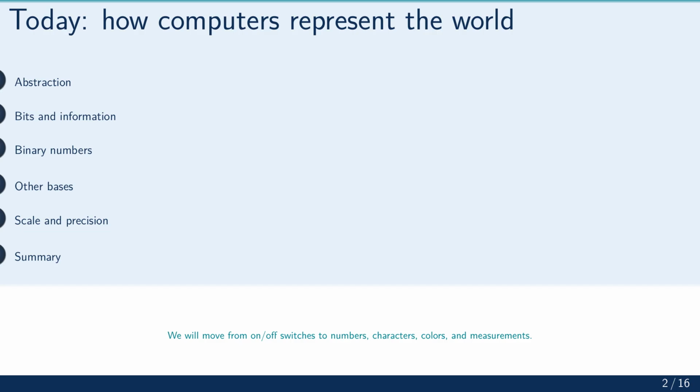This sequence is intentional. We first discuss the idea of hiding detail, then identify the low-level building blocks, and only after that build more convenient numerical systems on top of them. The final section brings us back to programming practice by showing how range, storage, and precision affect the behavior of real programs. Think of the lecture as a climb from hardware states to useful abstractions.